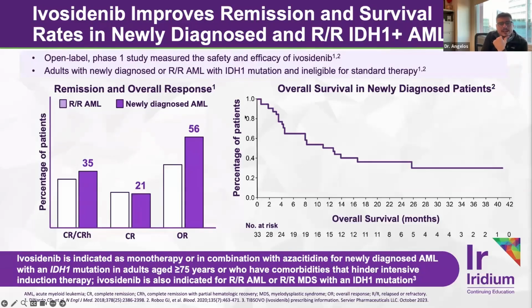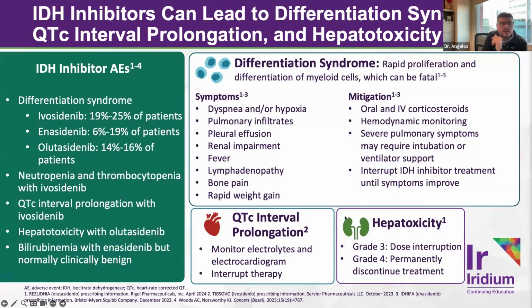And if you looked at a study that was done for folks that were not eligible for high intensity chemotherapy and only received ivosidenib as monotherapy, there was a relatively decent median overall survival on the order of about 10 to 12 months, again just with single agent IVO alone. What's important to keep in mind is that these drugs are not totally benign. There are some side effects that have to be monitored for and looked after.